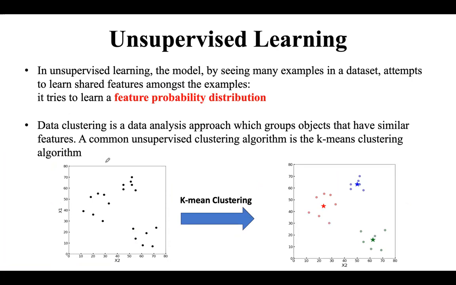But we also have another model, which is called unsupervised learning. In unsupervised learning, the model, by seeing many examples in the data set, attempts to learn shared features amongst the examples. It tries to learn the feature probability distribution. Data clustering is a data analysis approach which groups objects that have similar features. A common unsupervised clustering algorithm is called k-means clustering, which we're going to implement in the second session.